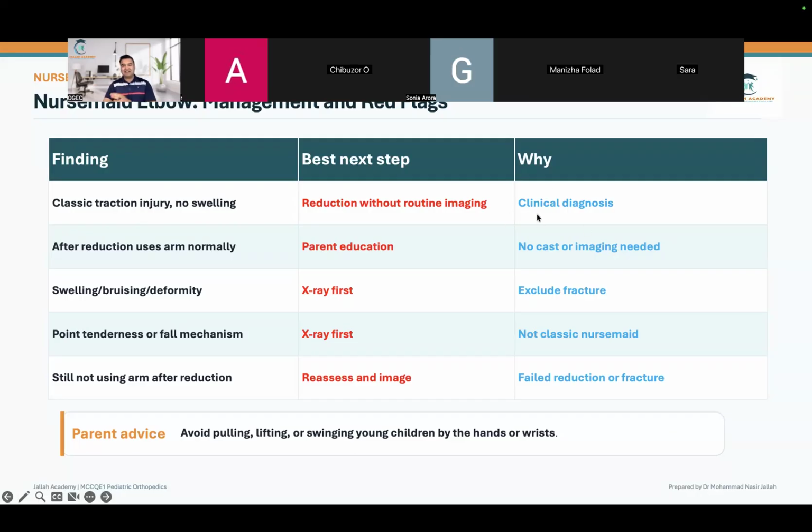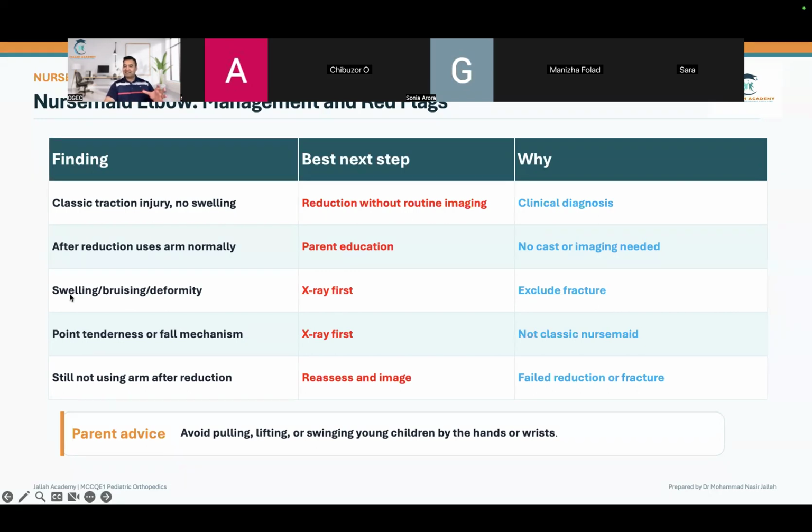Why? Because it's a clinical diagnosis. After reduction, use arm normally. Again, this is going to support your diagnosis and your reduction. Parent education: this is how it's going to be, this is what happened, and this is how we fixed it. No cast or imaging is needed. Swelling, bruising, deformity is different. These are red flags. These are red flags.